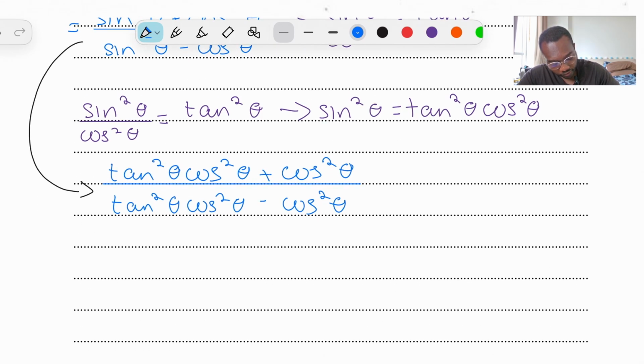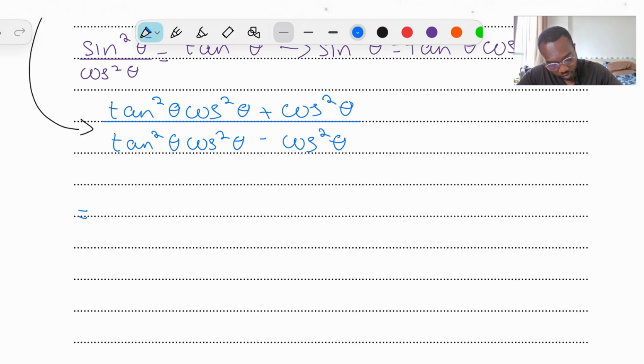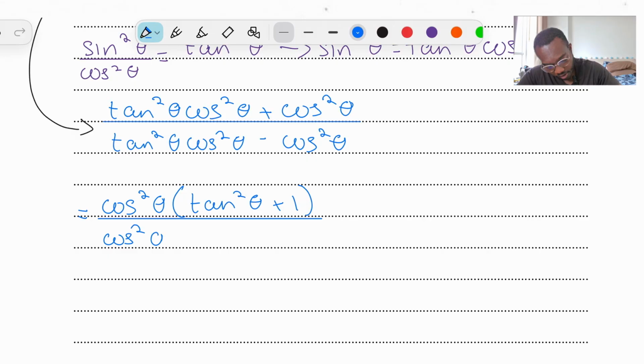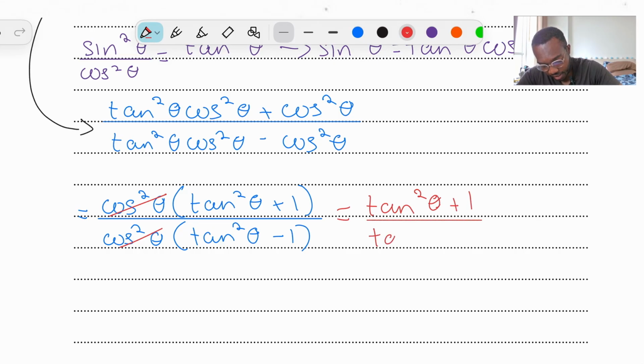And therefore, if we just factorize this, we would get cos squared theta, and then in brackets, tan squared theta plus 1. And then our denominator would be another cos squared theta, and then tan squared theta minus 1. And as you can see, the cosines cancel out, and we're just left with tan squared theta plus 1, and that is over tan squared theta minus 1.